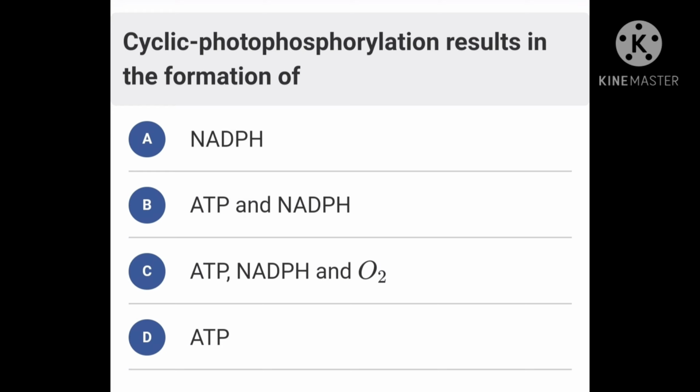Next question. Cyclic phosphorylation results in the formation of option A NADPH, option B ATP and NADPH, option C ATP, NADPH and O2, option D ATP. Option D ATP is the right answer for this question.